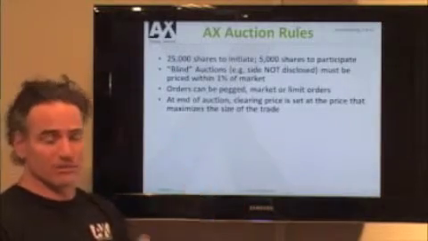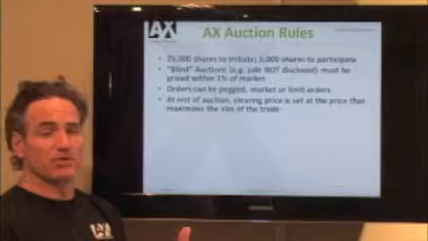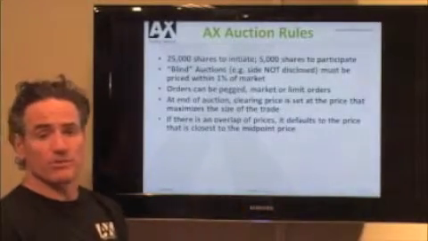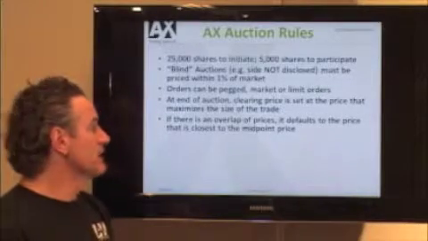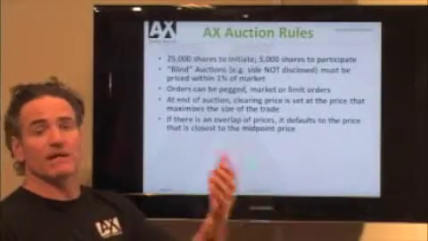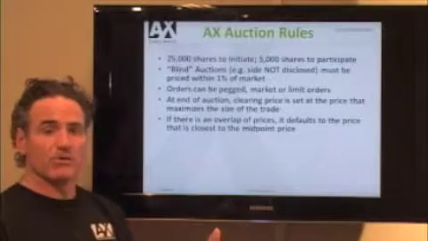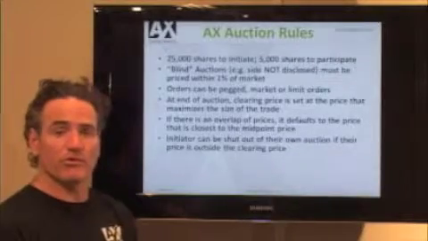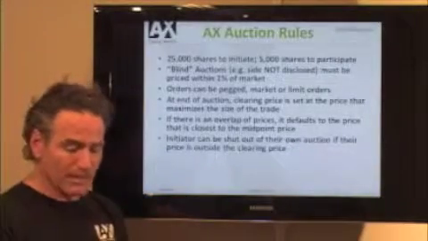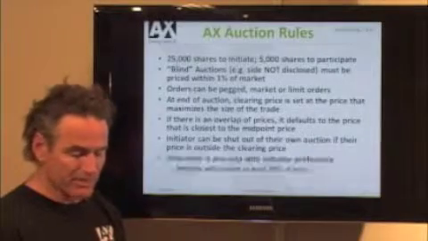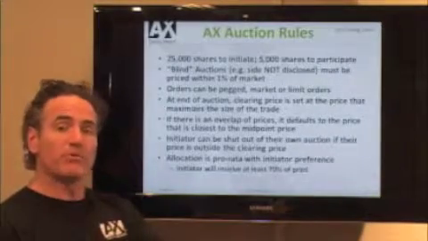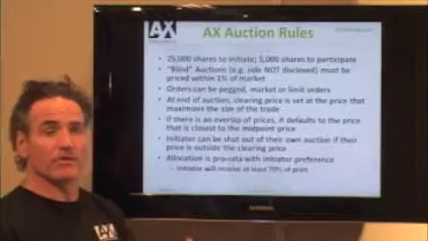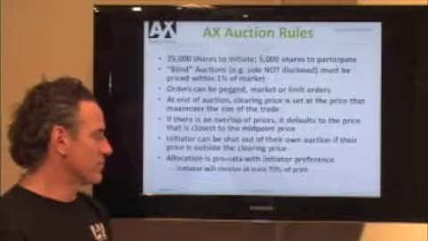So we have a Reg NMS compliant market sweep mechanism that allows people to trade where they want to trade. If there's an overlap of prices, we're going to default to the price that's closest to or including the midpoint price. So let's say we have a very aggressive buyer and an aggressive seller. We're not going to penalize either of them. They're going to be matched at the midpoint. The initiator can be shut out of their own auction, so it's true price competition that way, if their price is outside the clearing price. Allocation is pro rata, so the more you put into the auction, the more you get out, but we do give a preference to the initiator. So the initiator will get at least 70% of the print.